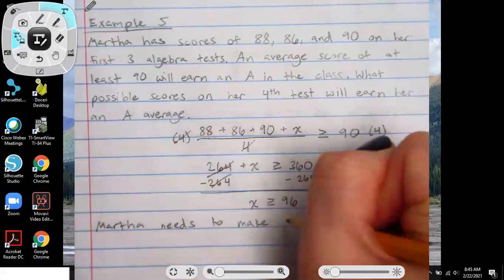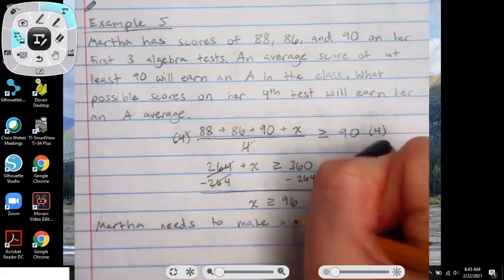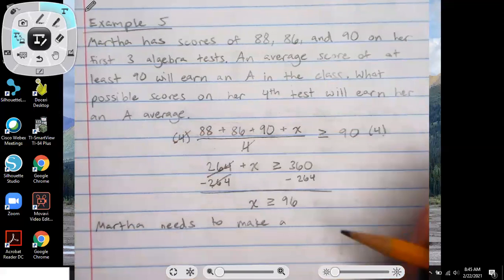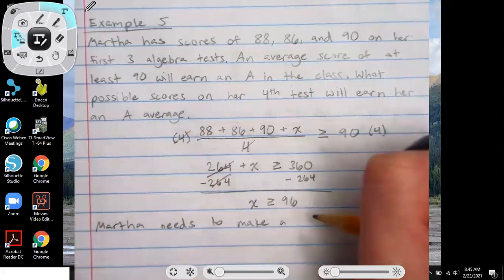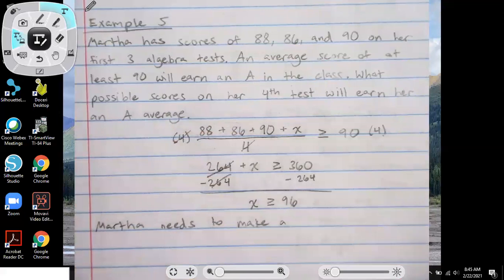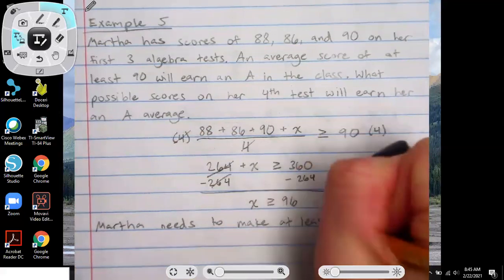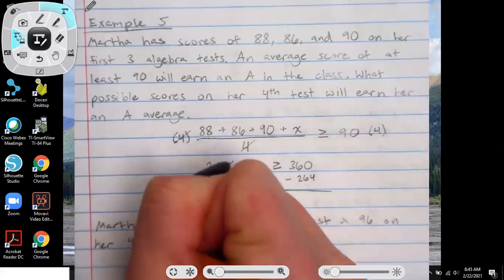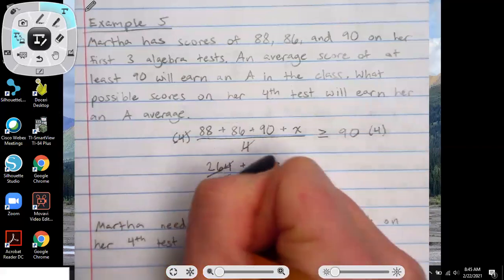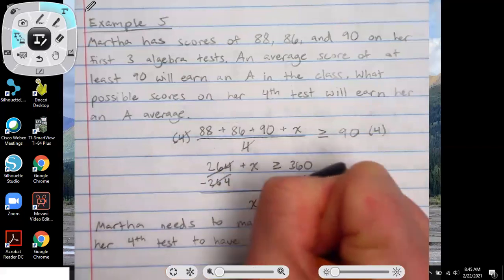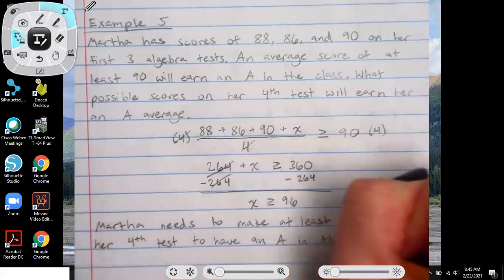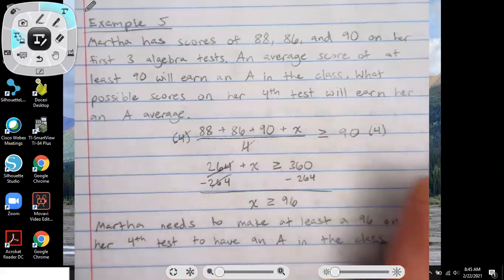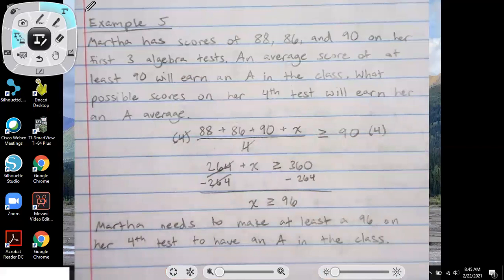So Martha needs to make, you could say this a couple different ways. You could say she needs to make at least a 96. She needs to make a 96 or higher, however you want to say it. Martha needs to make at least a 96 on her fourth test to have an A in the class.